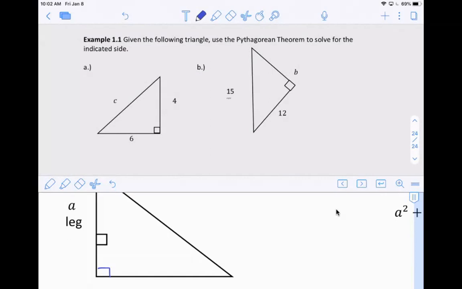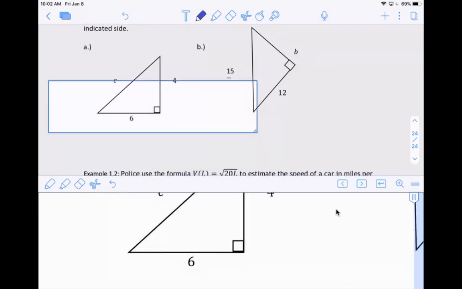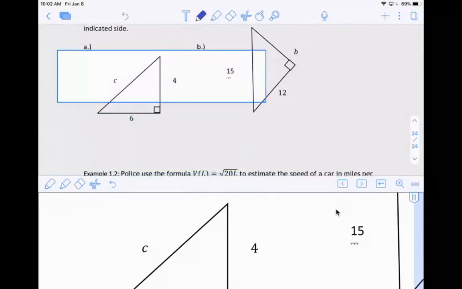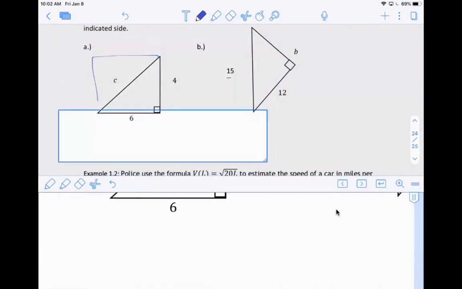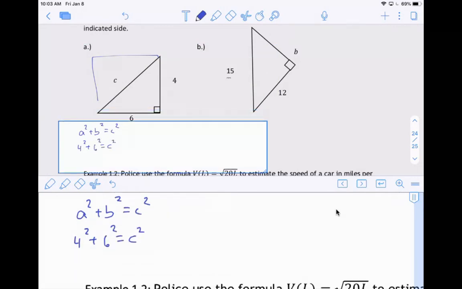Given the following triangle, use the Pythagorean theorem to solve for the indicated side. Here we are going to solve for C. Cool. So, according to this, I could redraw that triangle. It looks like this is, in fact, the hypotenuse that I am solving for. So, a squared plus b squared equals c squared. I've got 4 squared plus 6 squared equals c squared.